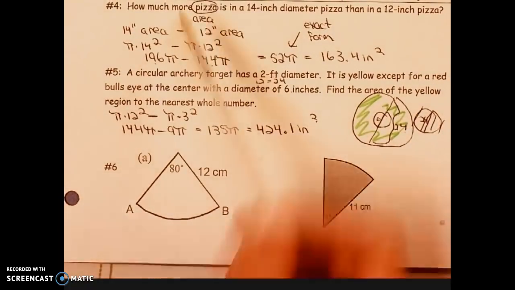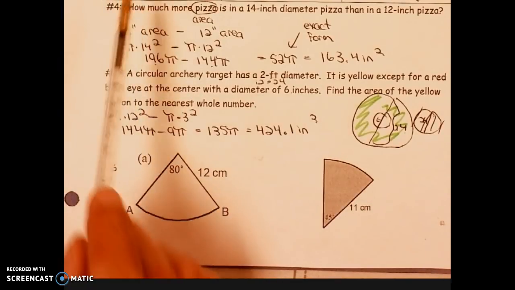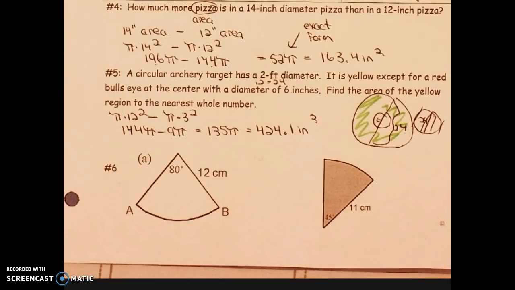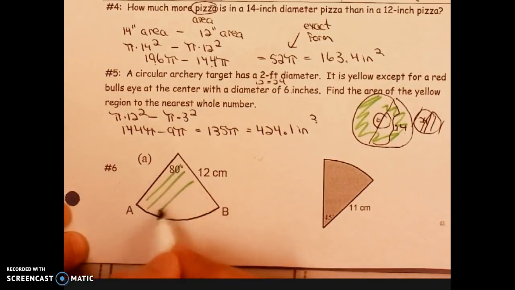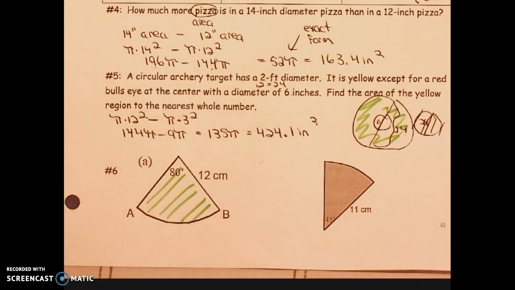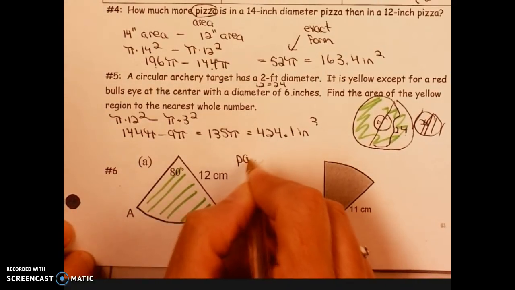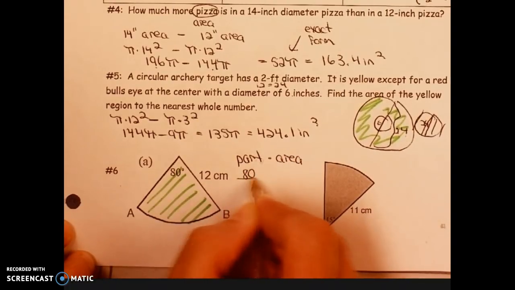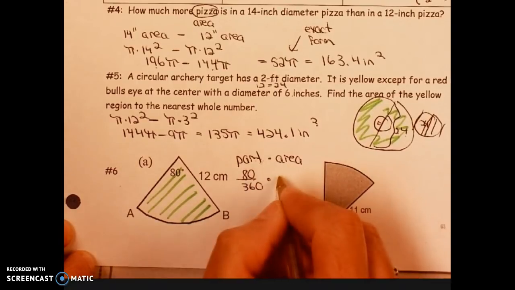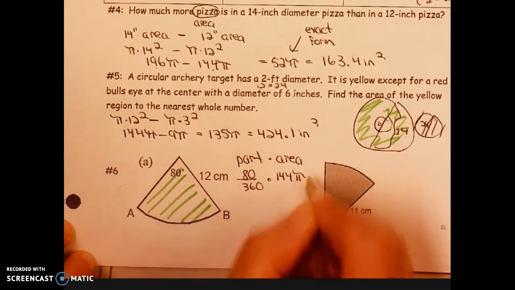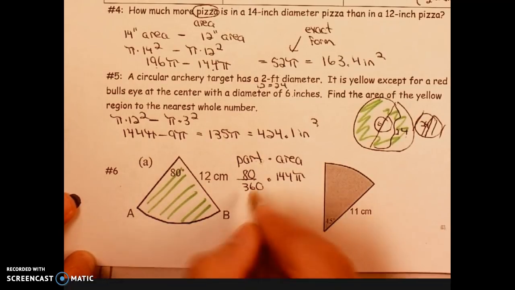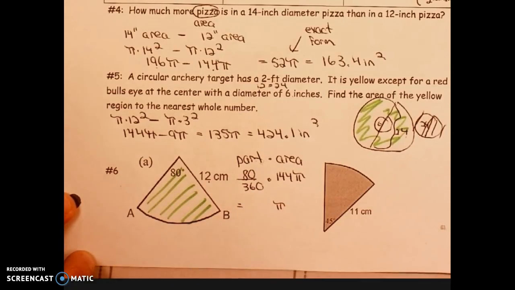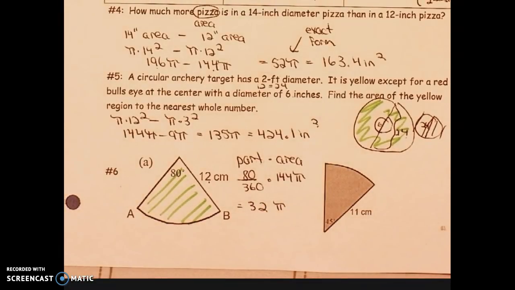Okay, 6 and 7, so these two up here really focused on just the general area of a circle, but some applications. 6 and 7, notice we're looking for a slice of the pie. That means we're looking for part of the area. So again, we're doing part times area. Well, the part that I'm looking for is 80 out of 360. My area in this case would be 144 pi, because 12 squared is 144. We're going to set that pi to the other side. I'm taking 80 times 144 divided by 360, and I end up with 32 pi.